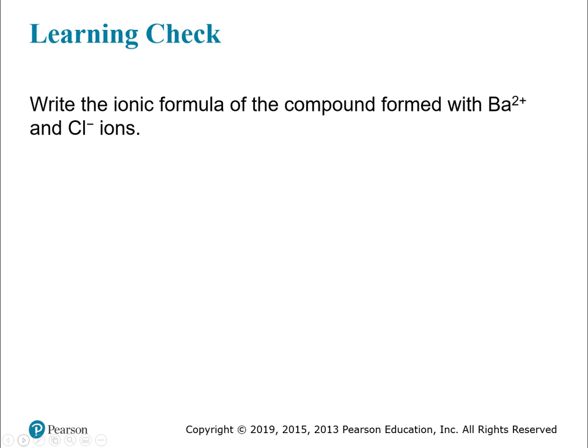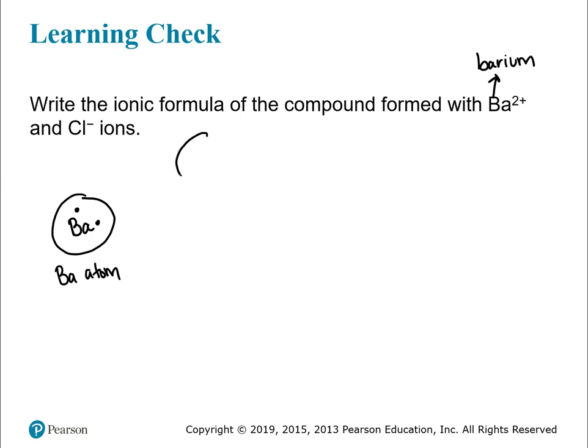Let's write the ionic formula for a compound formed with Ba2+ and Cl- ions. Ba2+, that comes from barium. So let's say we had a barium atom. And it was in the neighborhood of chlorine.